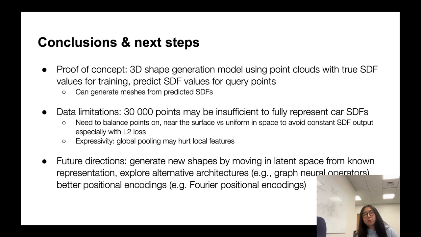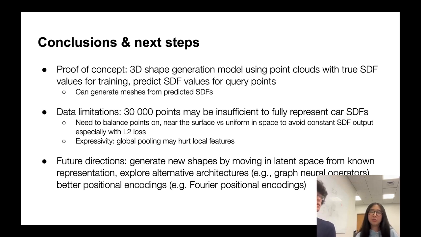However, we did have some major challenges along the way, the first of which is data limitations. The sampling that we did was only from 30,000 points, the distribution of which on and near the surface or uniform in space we described before, but this may be insufficient to fully represent car SDFs. So more data would be great.